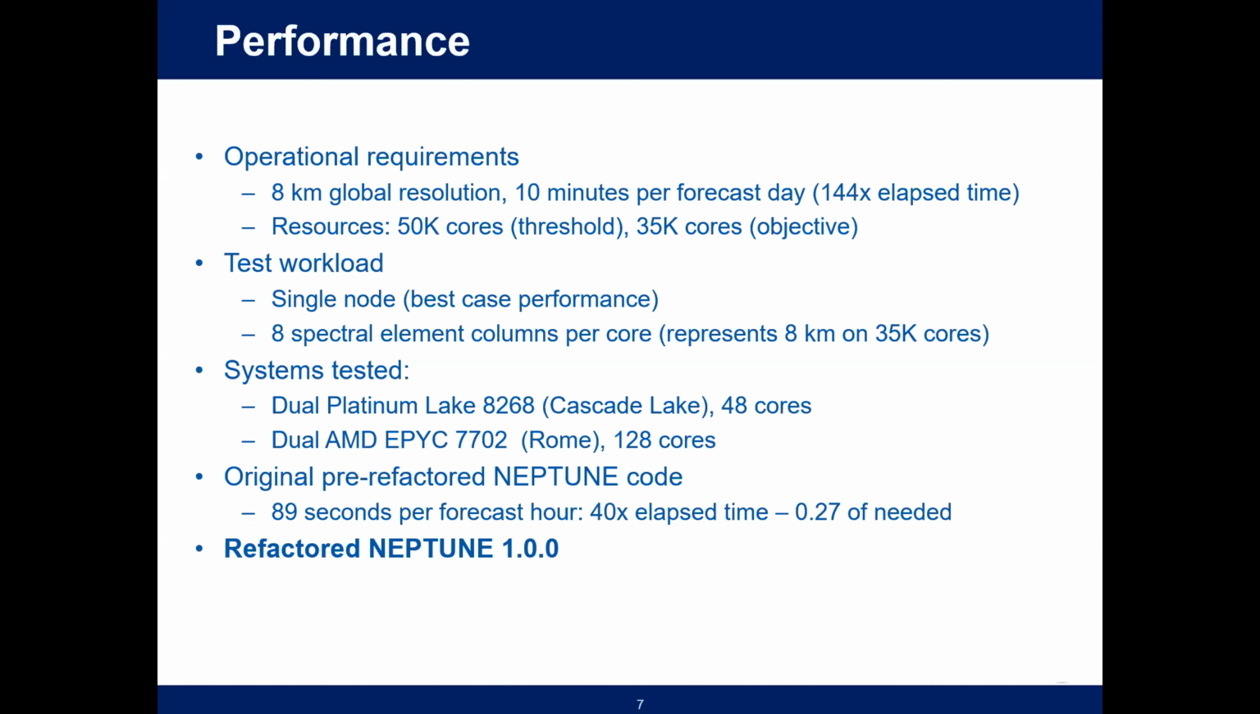We engineered the workload, so each core has 8 spectral elements per core. First tested the original code, the one we started with, on this workload and on these platforms. And that was 89 seconds per forecast hour, which is 40 times real time, which is about a quarter of the speed that we actually need to run operationally in a couple of years.